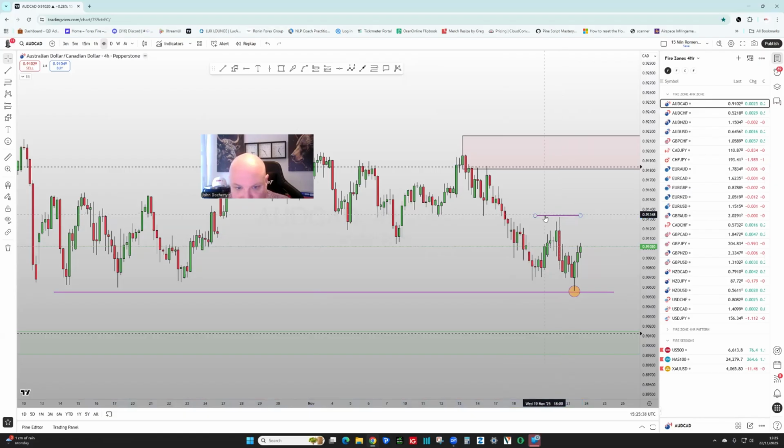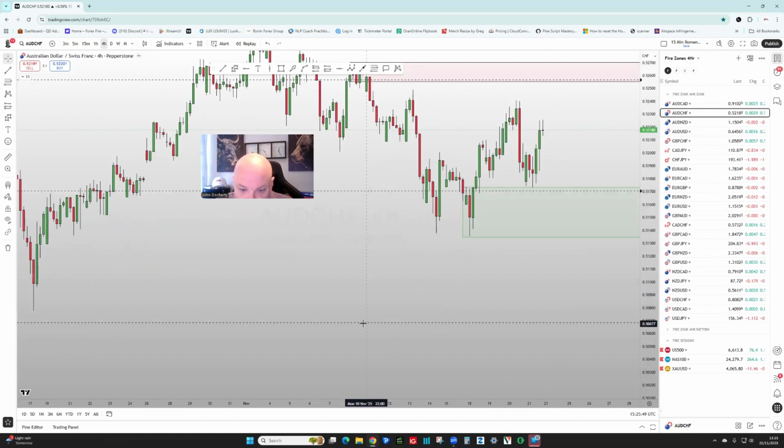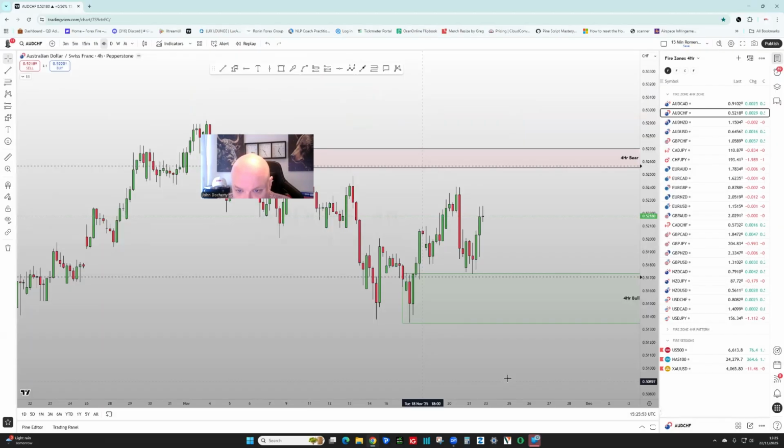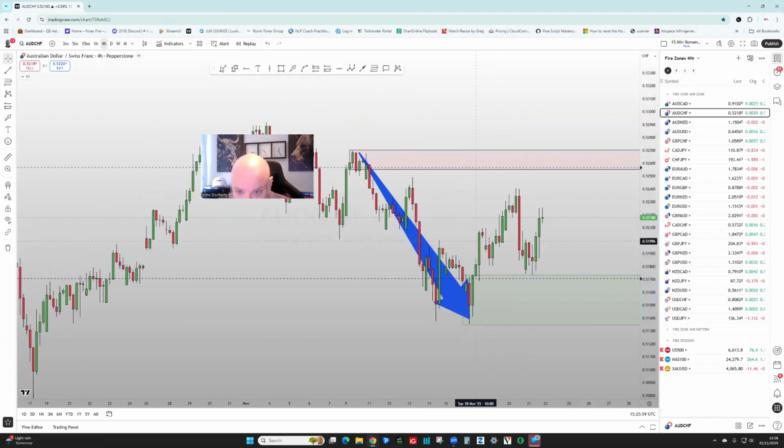I'm just going to get rid of some of this because I don't want to mess up the zones. We're going to look at the Aussie Swiss franc. Okay, so we've got the low, and we've got the high. So we've basically got the range down to here. And we look to the left-hand side on this one. You've got liquidity, which is here, which is why at the minute I've spaced this up above here.